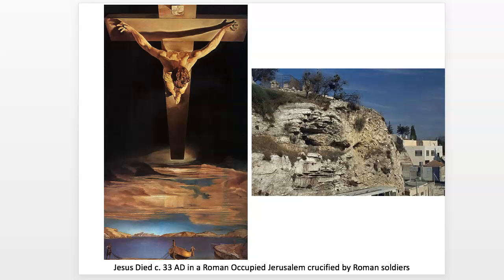So the Jews weren't happy about that, and some people who were Jewish, the early followers of Christ were Jewish, believed him to be the Messiah and followed him, and others did not and carried on with their religion as it was. So he died in 33 AD in a Roman-occupied Jerusalem and was crucified by Roman soldiers.